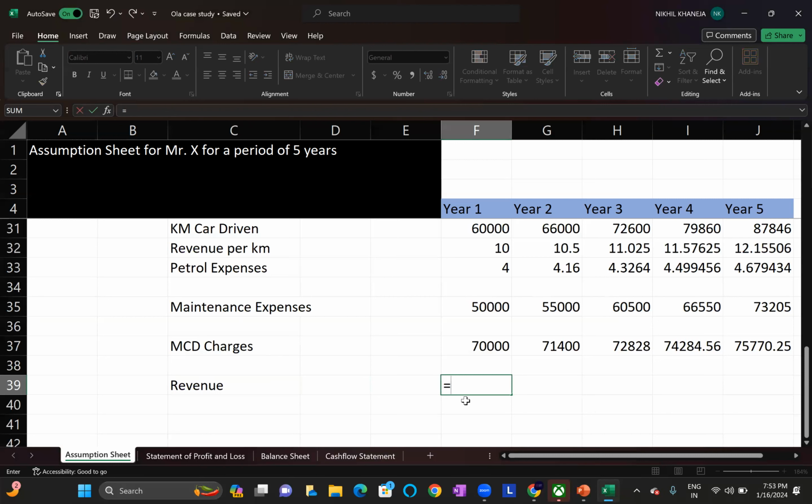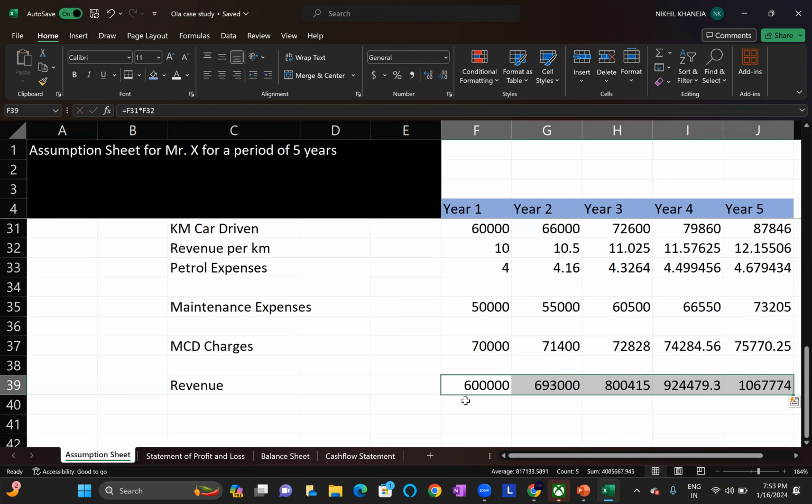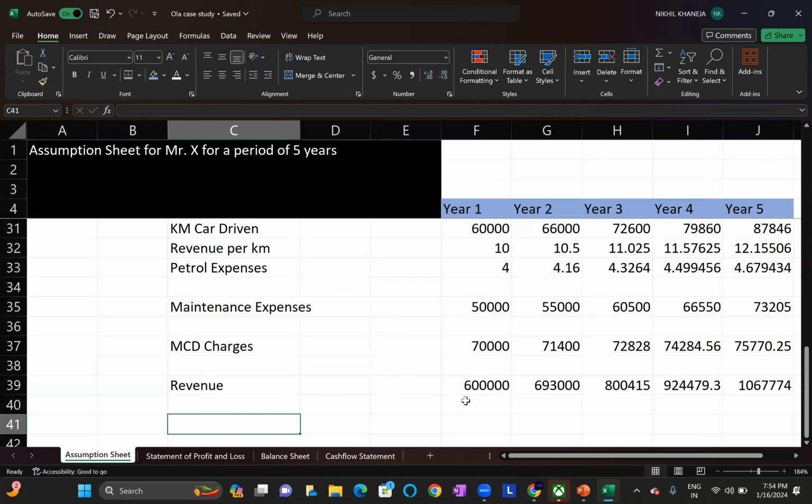So my revenue will be 60,000 kilometers multiply 10 rupees revenue per kilometer given by Ola. This is my revenue for the first year. Copy this and drag it for the remaining years. So this is my revenue for the following years.